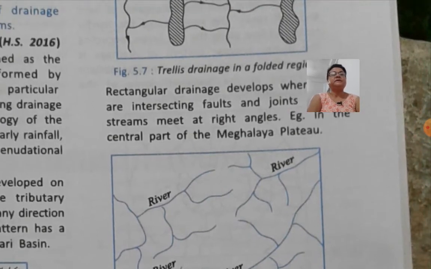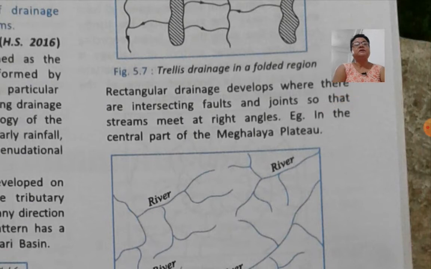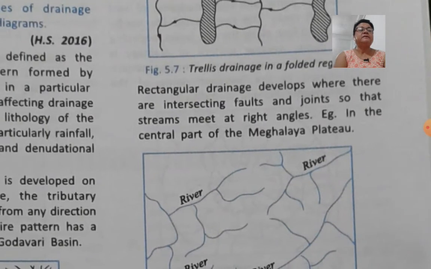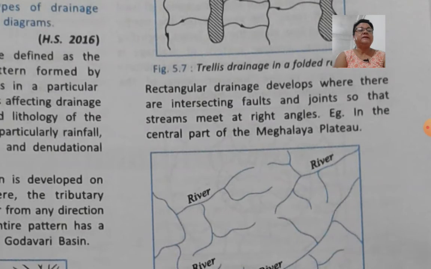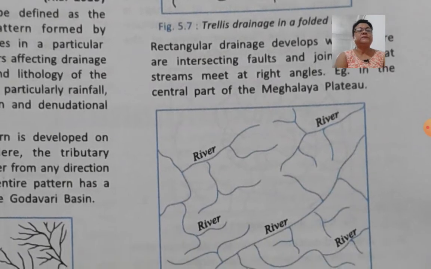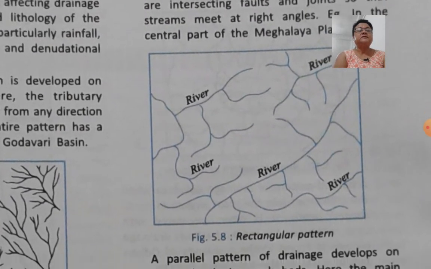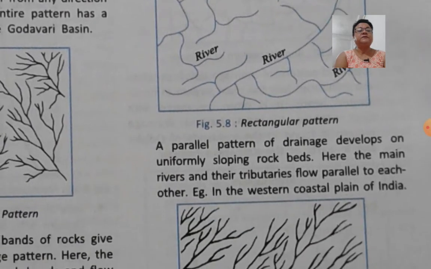Rectangular drainage is developed where there are intersecting faults and joints so that the streams meet at right angle, for example in the central part of the Meghalaya plateau.